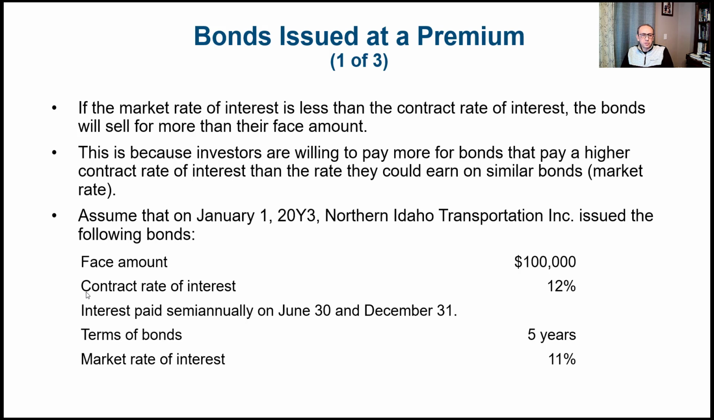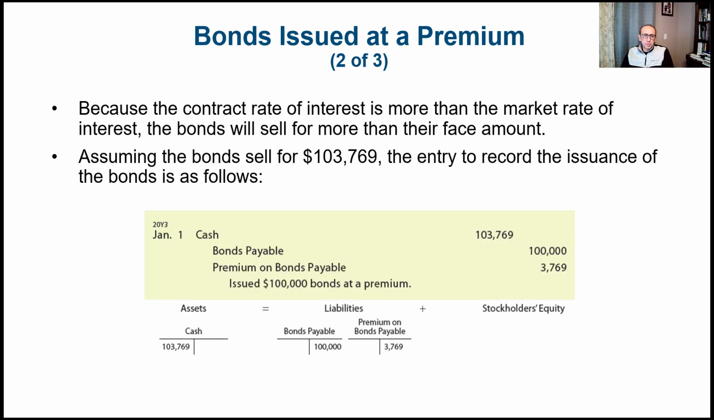So assume that on January 1st, Year 3, Northern Idaho Transportation Incorporated issued the following bonds. They have a face amount of $100,000. The contract rate of interest is 12% compared to the market rate of interest, which is 11%. The term of the bonds is again 5 years, and the interest is paid twice a year, semi-annually, on June 30th and December 31st. Since the market rate is below the contract rate, we expect that the bond would be issued at a premium. Because the contract rate of interest is more than the market rate of interest, the bond will sell for more than its face amount.